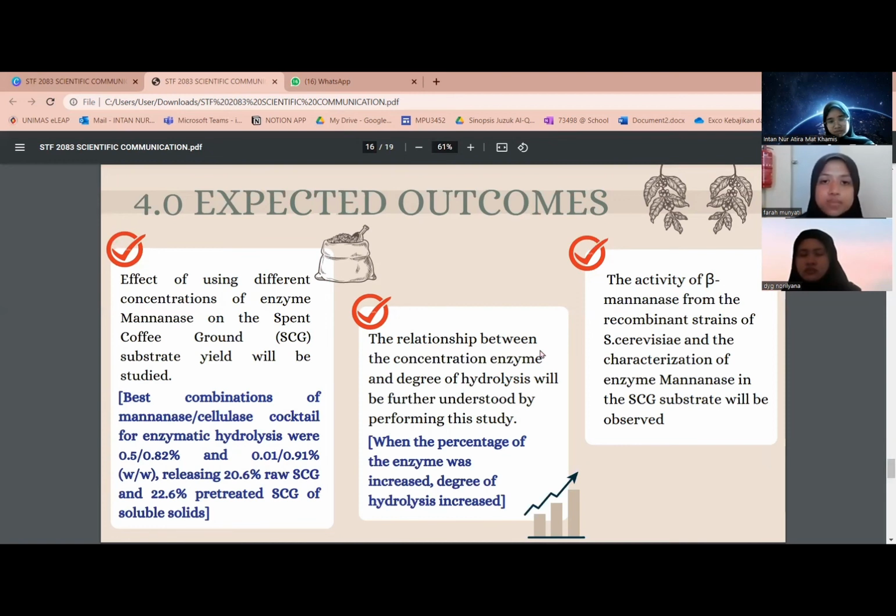Next, the relationship between the enzyme concentration and degree of hydrolysis will be further understood by performing this study. When the percentage of enzyme is increased, the degree of hydrolysis will increase too. Lastly, the activity of beta-mannanase from the recombinant strain of S. cerevisiae and the characterization of enzyme mannanase in the SCG substrate will be observed. This study will contribute new information for future research, potentially leading to new findings about the enzymatic hydrolysis of spent coffee ground. Next slide, please.